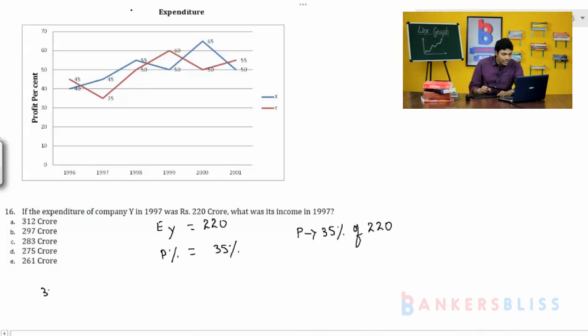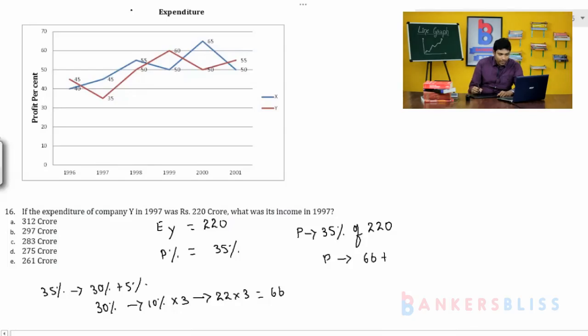So how do you calculate 35%? 35% means 30% plus 5%. So how can you calculate 30%? 30% means 10% into 3. Then what is 10%? That is 22. So 22 into 3, that is 66. So now profit is equal to 66 plus, again you have to calculate 5%.